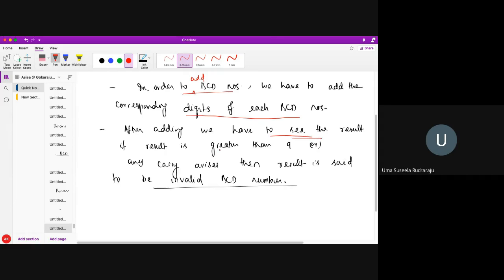If the result is greater than 9, or any carry output, then the result is an invalid BCD. So we need certain correction here. What is the correction? I will tell you. In order to make invalid BCD to valid BCD, we need certain correction.